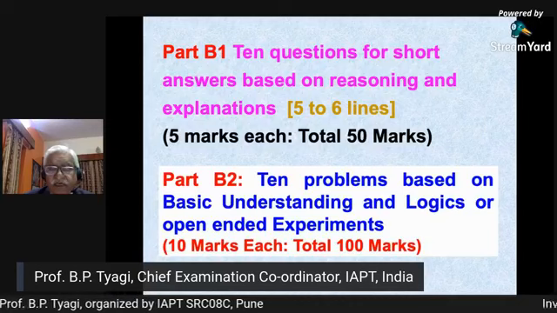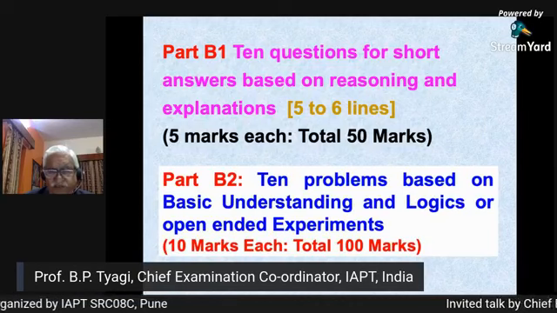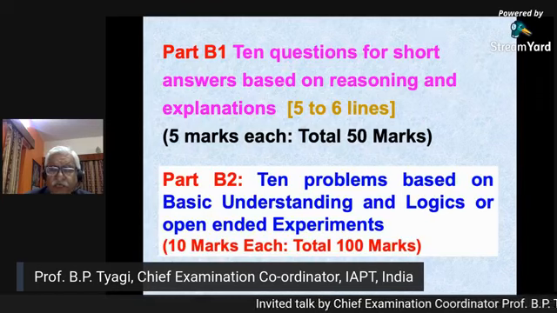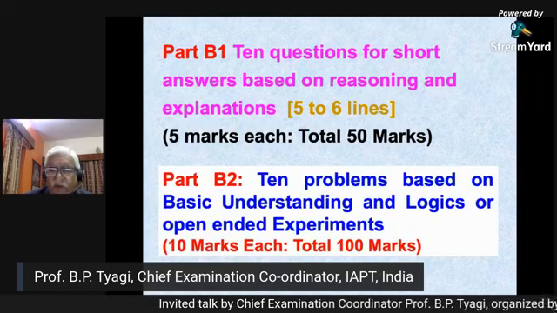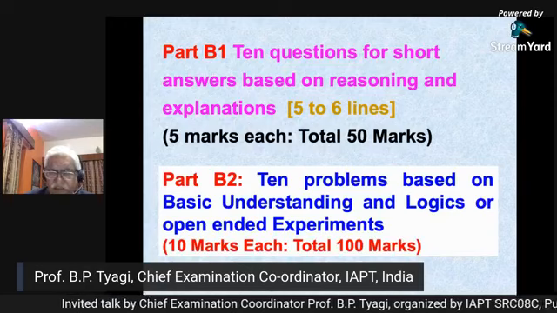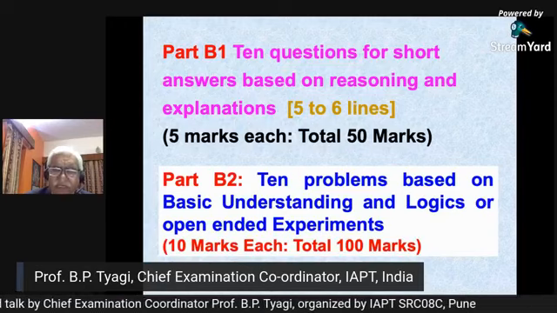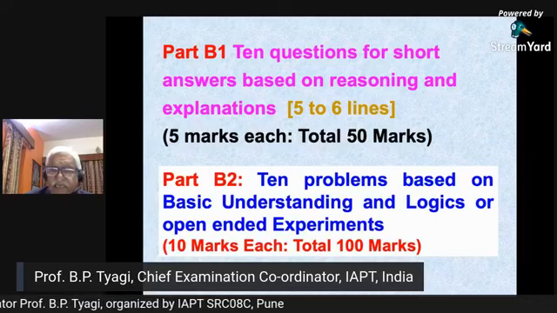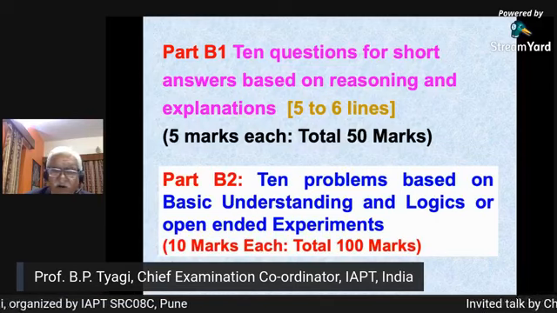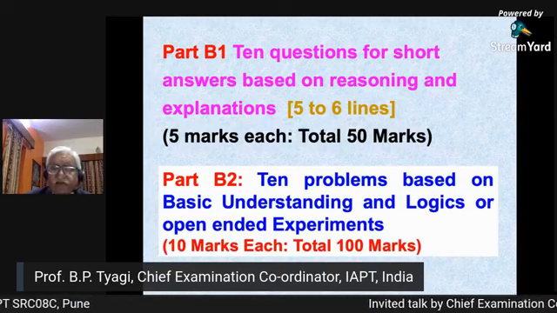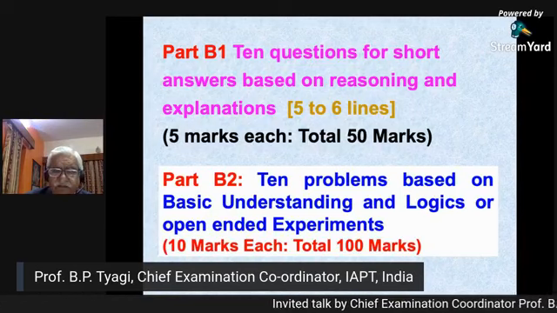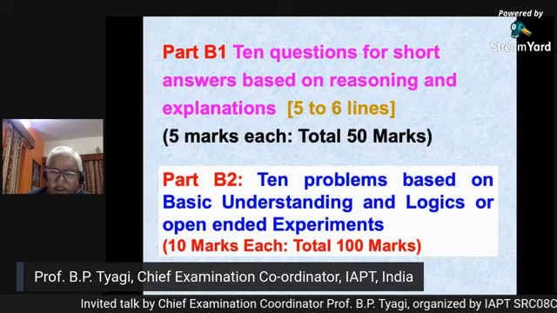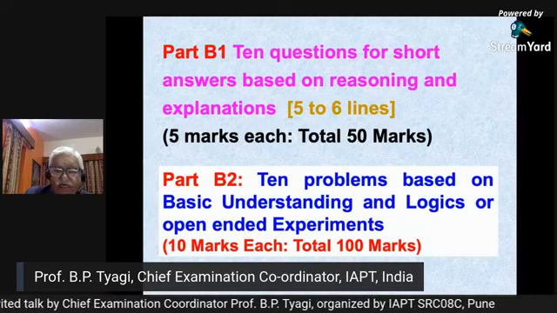So this B1 consists of short answer questions, but Part B2 consists of 10 problem-based questions. There are problems from the entire syllabus, 10 problems based on basic understanding and logic in physics. Here we sometimes have questions on open-ended experiments, 10 marks each and a total of 100 marks.